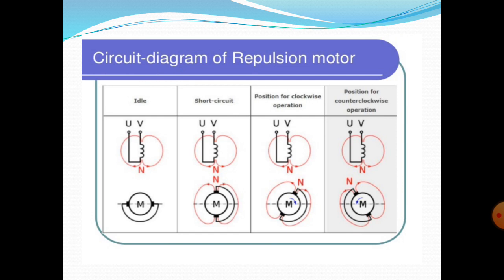At standstill, the axis of the armature winding is at right angles to the axis of the field winding. In this case, there is no interaction between the field flux and the armature winding. This is the main thing to consider in this first condition: there is no interaction between the field flux and the armature flux.